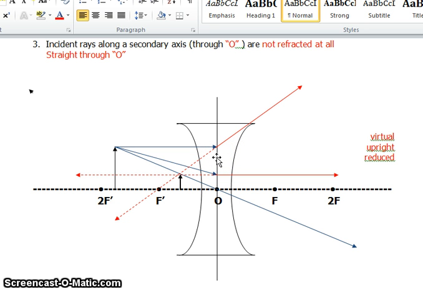So both of the types of diverging optical instruments, whether it was the concave lens here or the convex mirror from before, both types of diverging optical instruments can only make one type of image, and it's virtual, upright, and reduced.